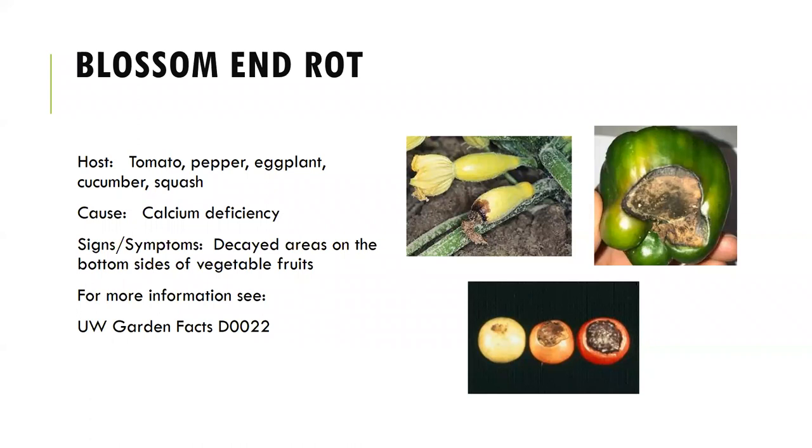Blossom end rot isn't actually a fungal or bacterial disease. It's a physiological disorder of vegetables where the blossom end of the fruit, which is opposite of the stem, breaks down and rots. It is most common on tomatoes and peppers. You do see it in squash or other cucurbits occasionally.